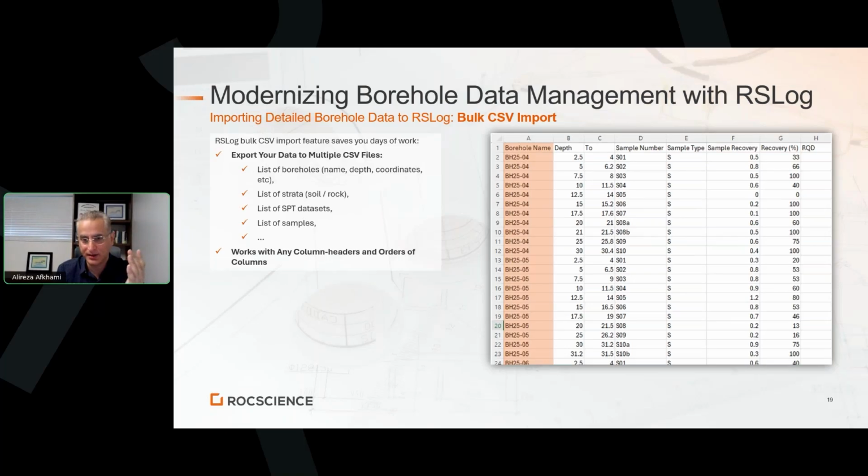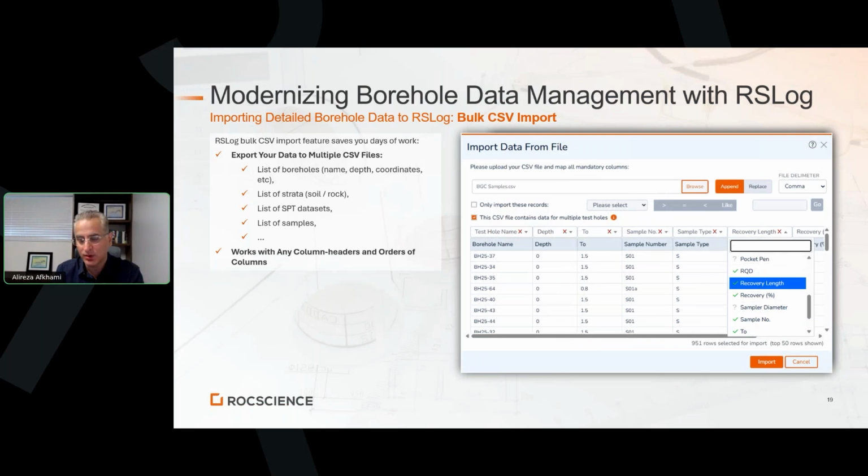And what you do, you start by importing the list of boreholes. By doing that, RSLog creates all those boreholes, but the boreholes will be empty, right? Then you just open one of those boreholes and go to, for example, the sample table, and import or upload your CSV file that carries sample data, okay?